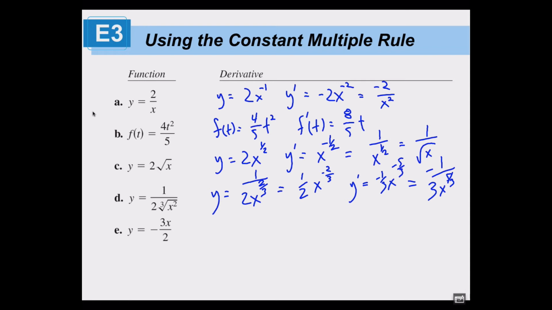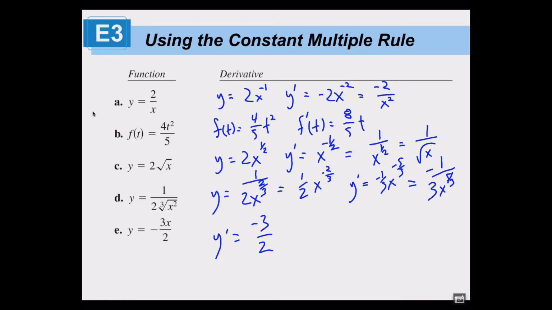What about E? Max? Is it just the same? No, it's not the same. Can't be its own derivative. It's just negative 3 over 2, right?